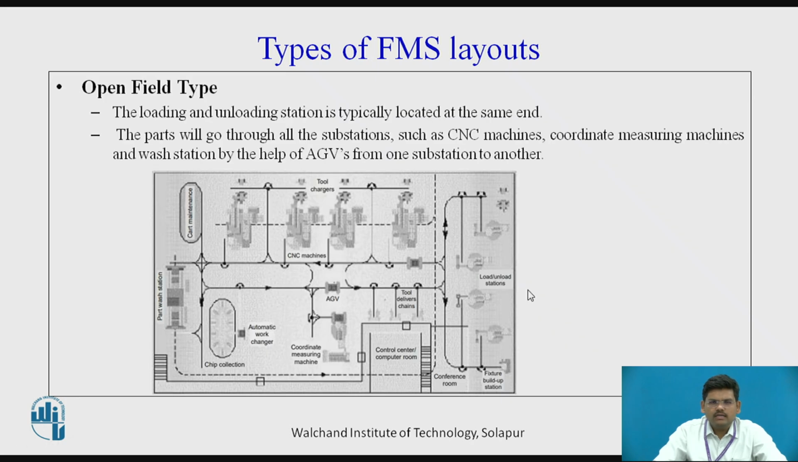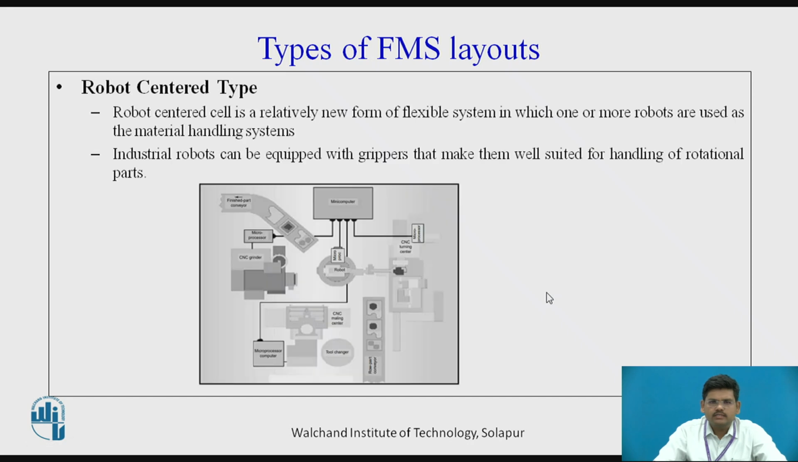Then we have open field. This is a much more flexible system where you can see each and every component over here. You can see AGV, you can see storage and retrieval systems, you can see the machines, you can see robotic arms. So here you can move the job from any one machine to another. Here also substations can be included. So from machine to substation can be moved, from substation to machine can be moved. The sequence can be changed as and when required. Then robot centered. Here a central robot is used to transfer the jobs from one machine to another.